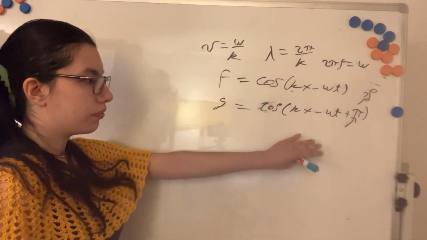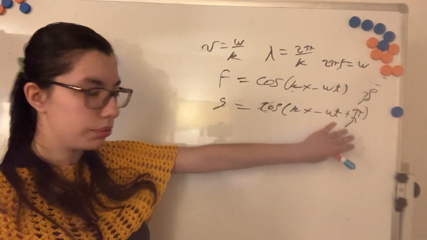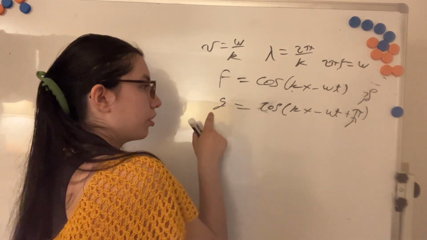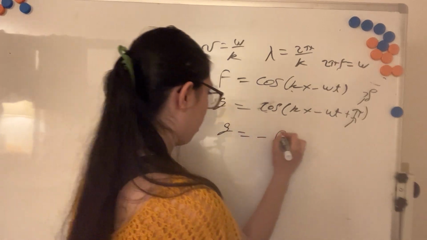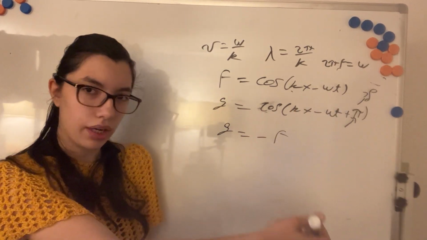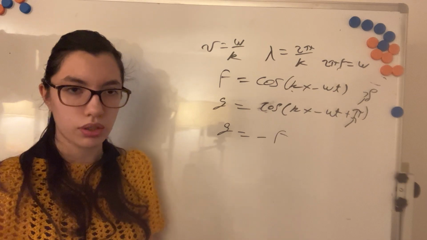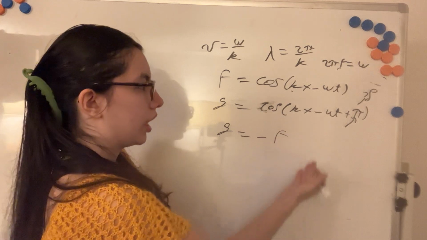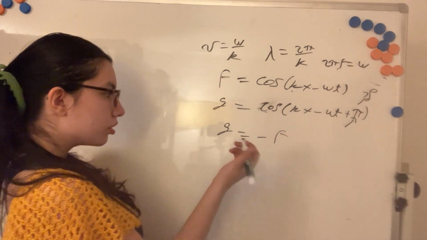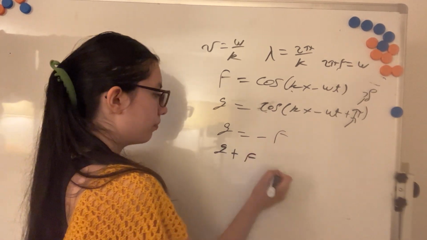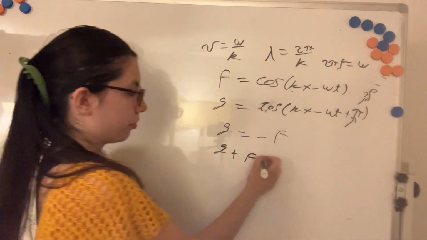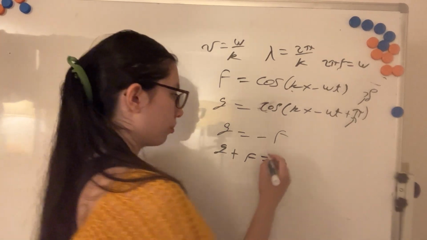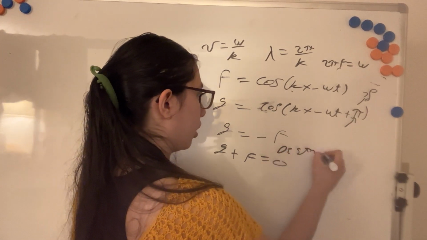In this example, we have something called destructive interference, because if we add them, we see that g is the negative of f, because it is out of phase by 180 degrees, or pi. So it's completely out of phase. So g is equal to the negative of f. If we add them, g plus f is the same as negative f plus f, so it is 0. So we have completely destructive interference.